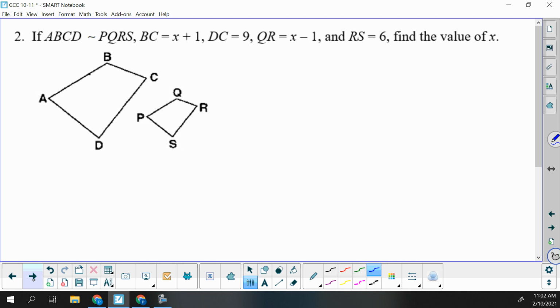Next one, we've got similar quadrilaterals there. BC is x plus 1, so let's label that. DC is 9. QR is x minus 1. And RS is 6.